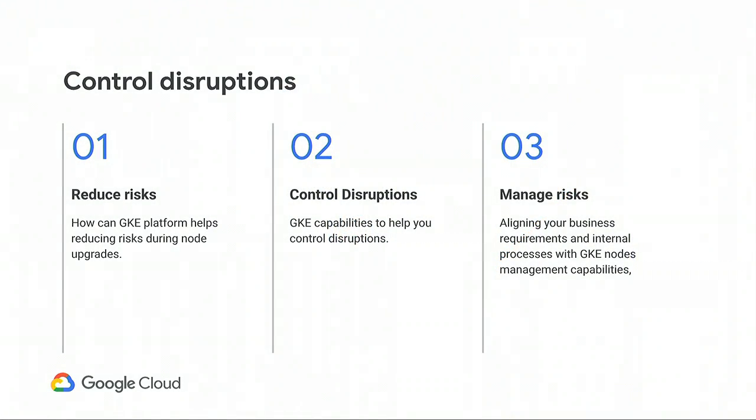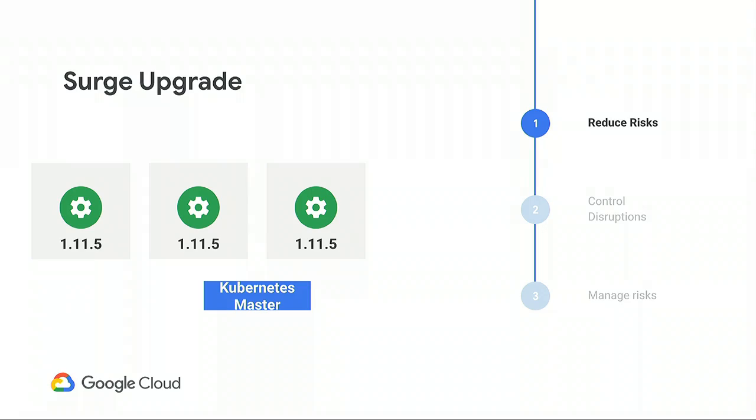Next, I'm excited to share with you some of the new capabilities we are working on to provide you with even more control and flexibility. We'll be focusing on three areas: reduce risk, control disruption, and manage risk. Let's talk about the first one, how you can reduce risk. And Kate mentioned it before. We are changing the way we will be upgrading nodes in clusters managed by GKE.